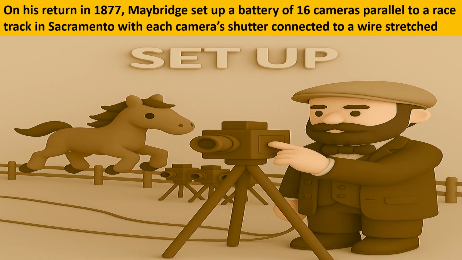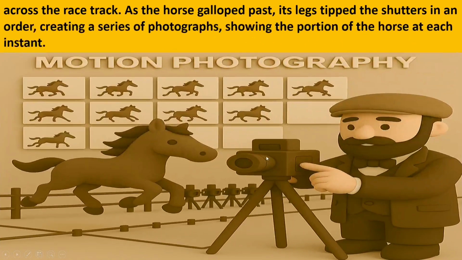On his return in 1877, Edward Muybridge set up a battery of 16 cameras parallel to the racetrack in Sacramento, with each camera shutter connected to a wire stretched. See, now Edward Muybridge, the photographer, used 16 cameras set up continuously to take the photograph of the horse in different positions so that he can take the photo of the continuous horse moving. This will give you a moving picture now.